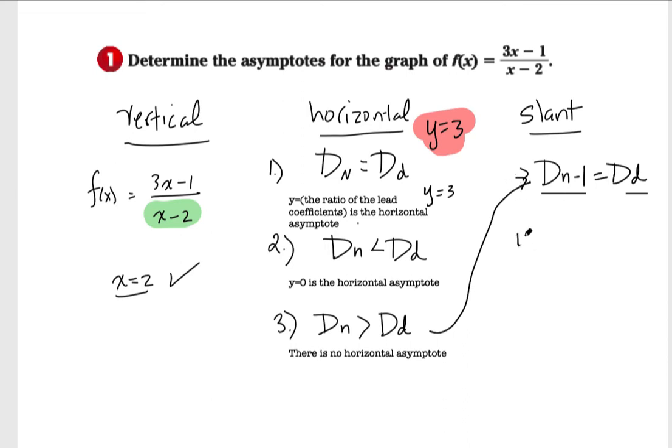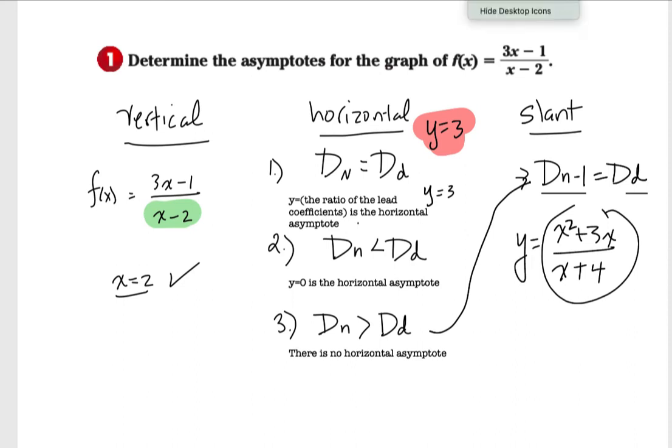So if I had f of x is equal to x squared plus 3x, blah, blah, blah, over x plus 4, this would have a slant asymptote because the degree of the numerator is just 1 more than the degree of the denominator. If I throw a 3 here, that's not going to be the same thing. They really have to be exactly 1 degree away from each other. Are you with me? I hope you are. Okay, all right, let me pause this and go on to another example.